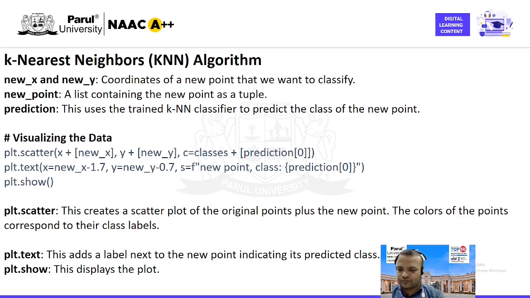So we discuss one by one. Plt dot scatter, why do we use this? This creates a scatter plot, as we discussed. A scatter plot we use here for the original points plus the new point, with the color of the points corresponding to their class label. Plt dot text adds a label next to the new point indicating the predicted class, and plt dot show we use to display the plot.